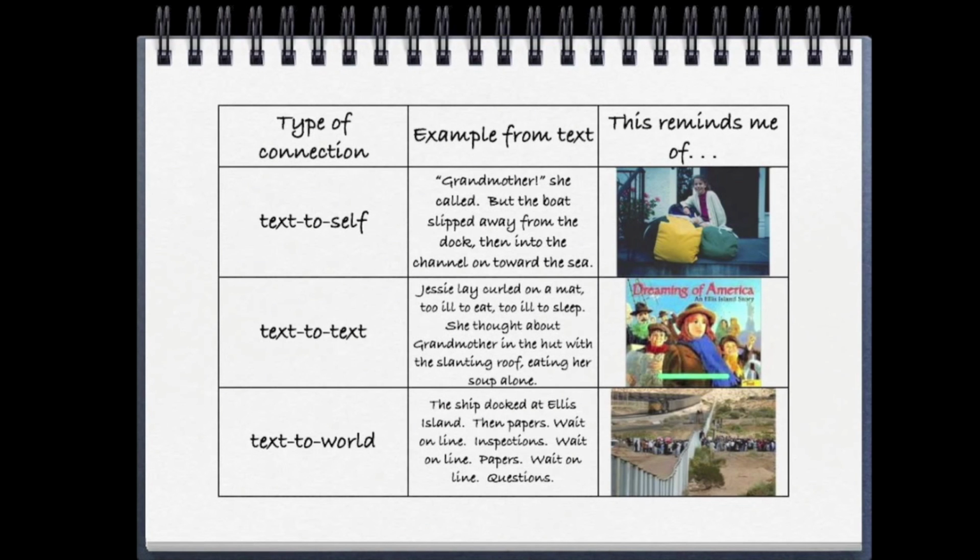I just made another connection, a text-to-world connection. As I read, the ship docked at Ellis Island. Then papers, wait online. Inspections, wait online. Papers, wait online. Questions. I thought about the many challenges the immigrants faced and the fear they must have felt at possibly being turned away and sent back to their own countries. This got me thinking about all of the recent immigration news in the United States. While people emigrated to Ellis Island many years ago, I imagine that some of the same challenges and fears are still present today for those wishing to emigrate to America.